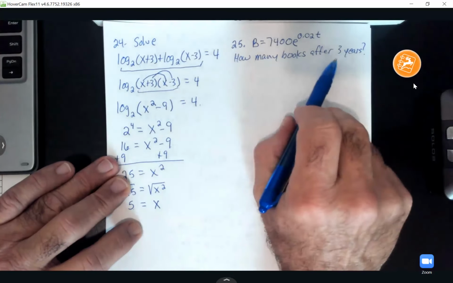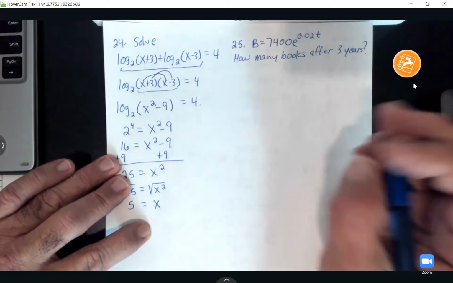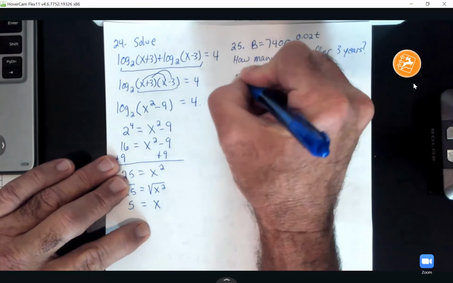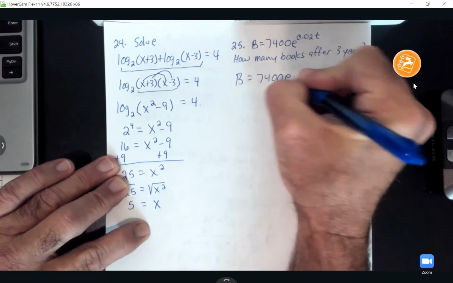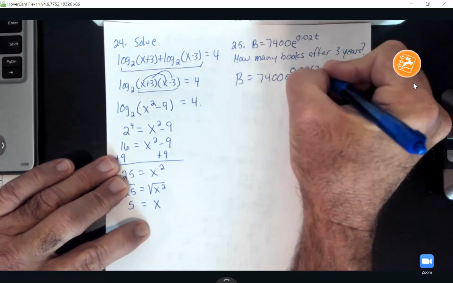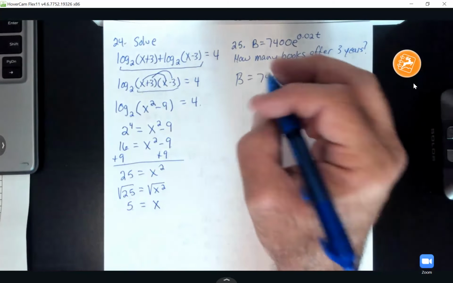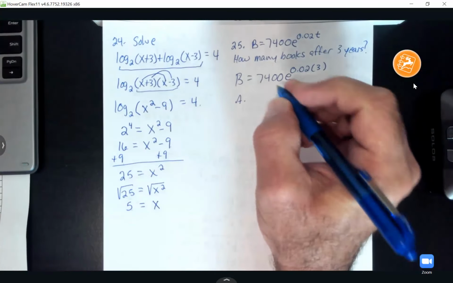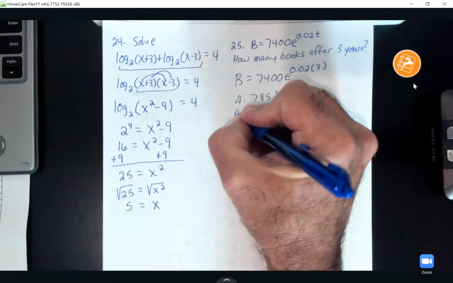So y'all, all we got to do is put a 3 in for that T, throw that in our calculator and see what we get. So we're actually going to put in 7,400 e to the 0.02 times 3. Now, y'all, I'm going to write down 4 answers and see which one y'all get. So I got 788.58 for A.